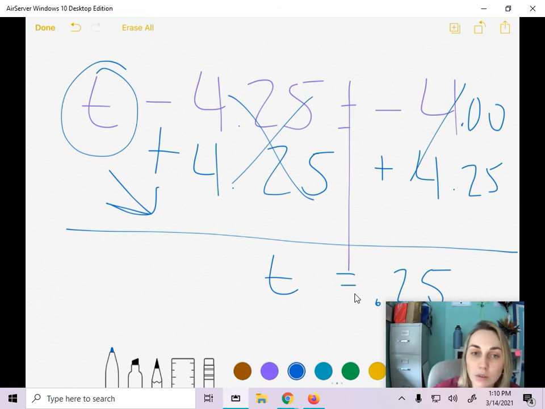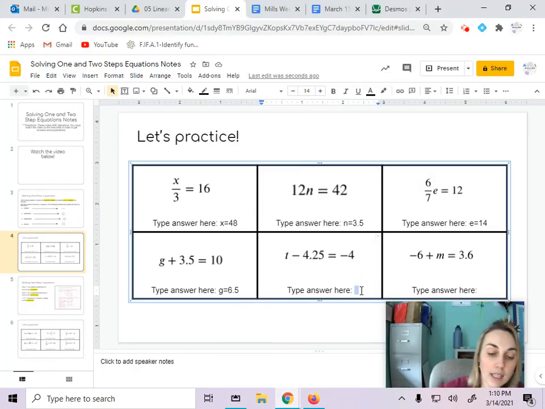Okay, so that is equal to 25/100ths. So we can go ahead and come in here. We're going to say t is equal to 25/100ths. I'll put a 0 in front of that as well.